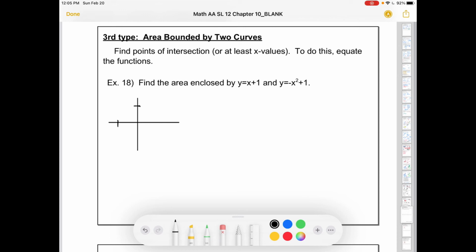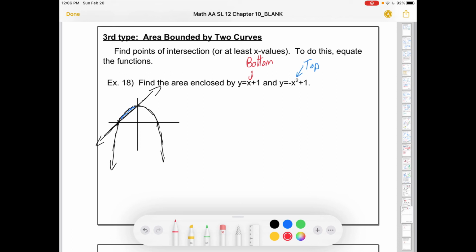So y equals x plus 1 is a function that looks like this. Y equals negative x squared plus 1 is a function that looks like this. And what is the area bounded by these curves? It's this little chunk here. So I already know here that this is my top curve, and I know this is my bottom curve. What I don't know is exactly where they meet.